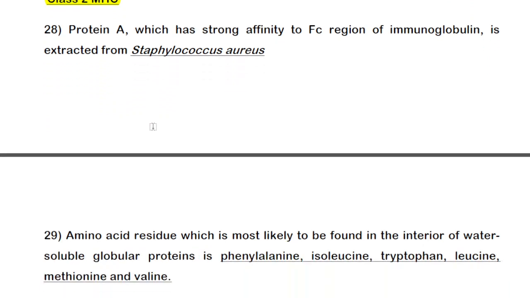28th question, protein A, which has a strong affinity for the Fc region of immunoglobulin, is isolated from. Protein A is also employed for the process of affinity chromatography and it is isolated from Staphylococcus aureus.